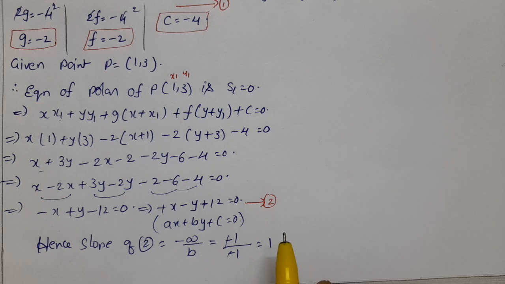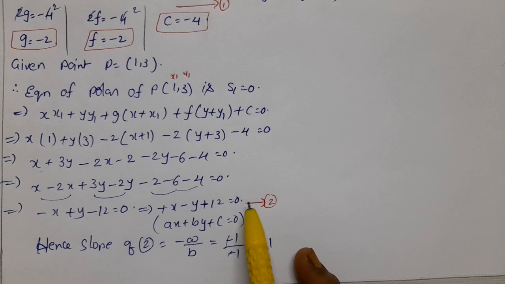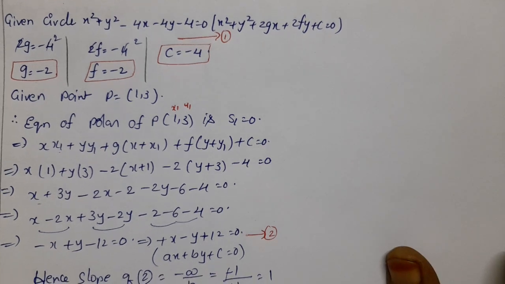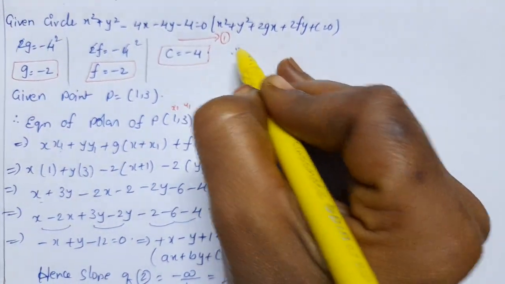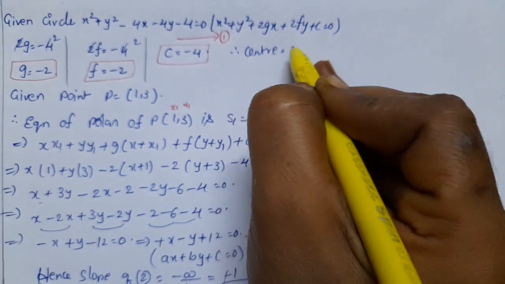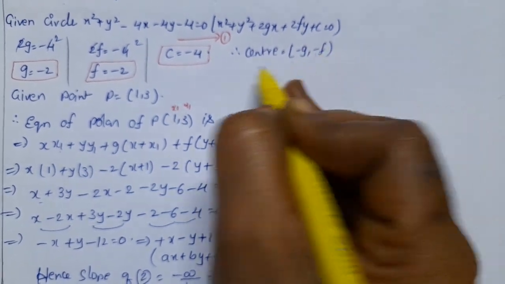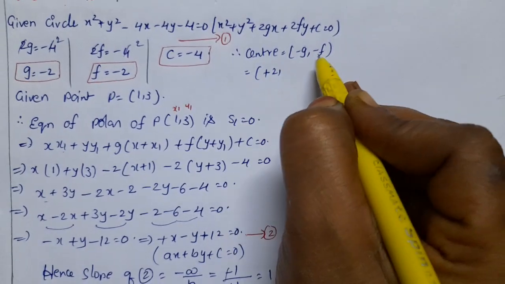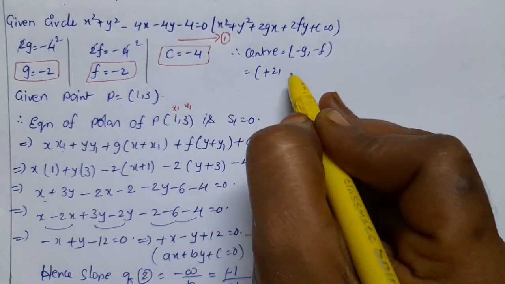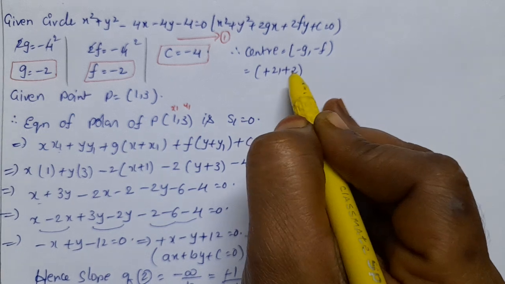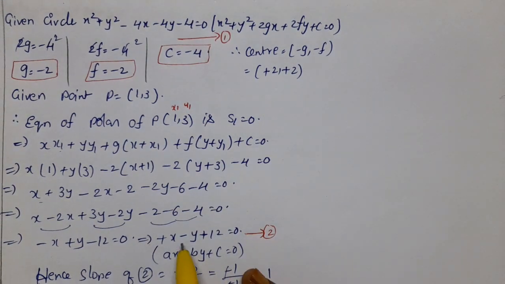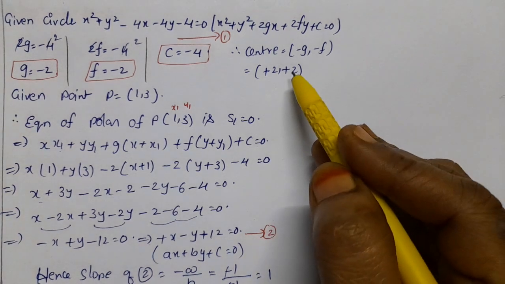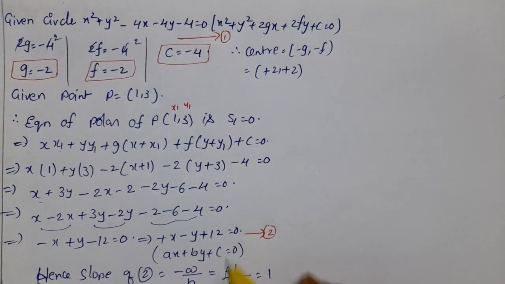Now, the distance from the center of the circle to this polar line. We also have to calculate the center from the given circle. Therefore, center = (−g, −f) = (−(−2), −(−2)) = (2, 2). So the center is (2, 2) and the polar line is x − y + 12 = 0. We have to calculate the perpendicular distance from the center to this polar line.